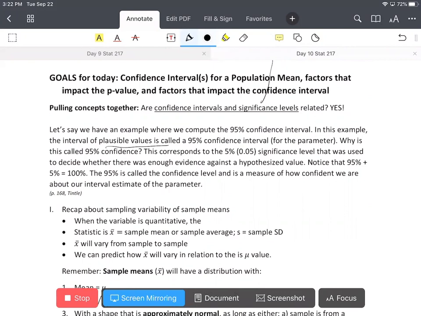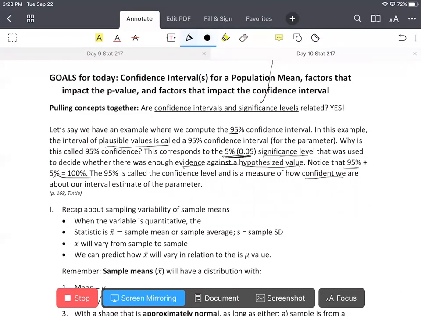Why is this called 95% confidence? Well, this corresponds to the 5% significance level that was used to decide whether there was enough evidence against a hypothesized value. So remember, we have that chart where we look at the different decimals to see if there is any evidence against the null hypothesis. If you notice, the 5% plus the 95% totals 100. So the 95% is called the confidence level and is a measure of how confident we are about our interval estimate of the parameter. And this is right from the textbook.